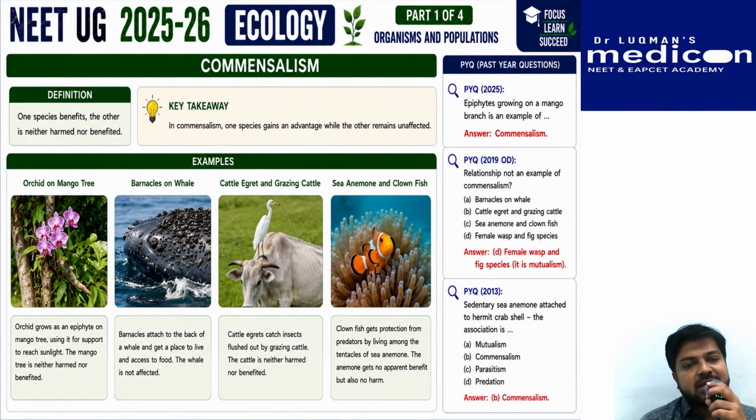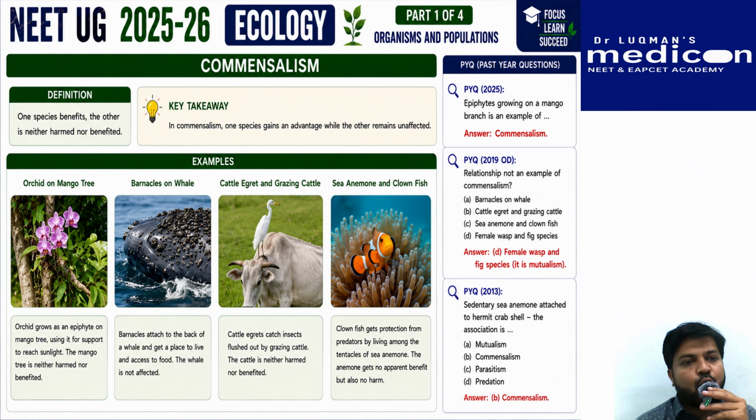Commensalism. Let's see the definition. These are very easy actually. One species benefits, the other is neither harmed nor benefited. It means species A has a positive sign, the other has a zero sign. What is the key takeaway of commensalism? In commensalism, one species gains an advantage while the other remains unaffected.